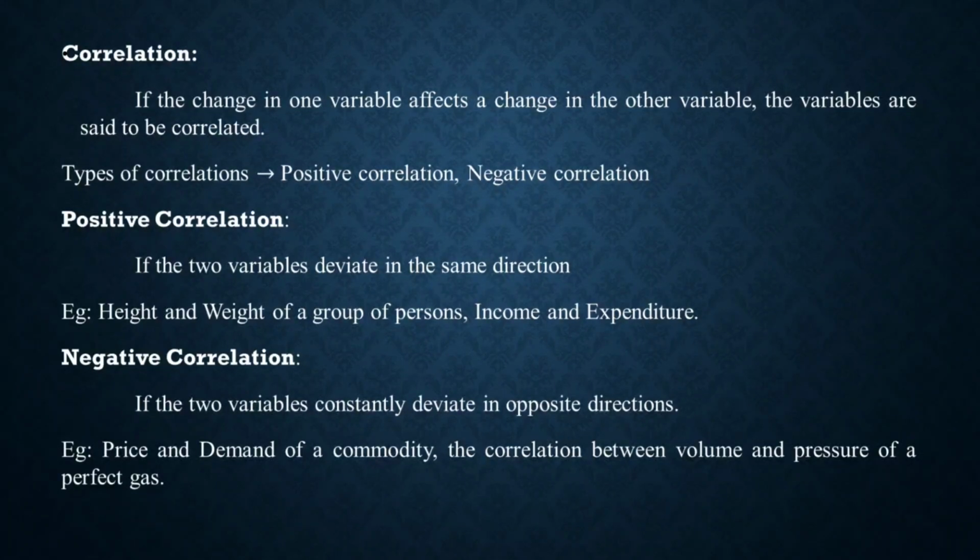For example, height and weight of a group of persons, income and expenditure. Negative correlation: if two variables constantly deviate in opposite direction, then it is a negative correlation. For example, price and demand of a commodity, the correlation between volume and pressure of a perfect gas.